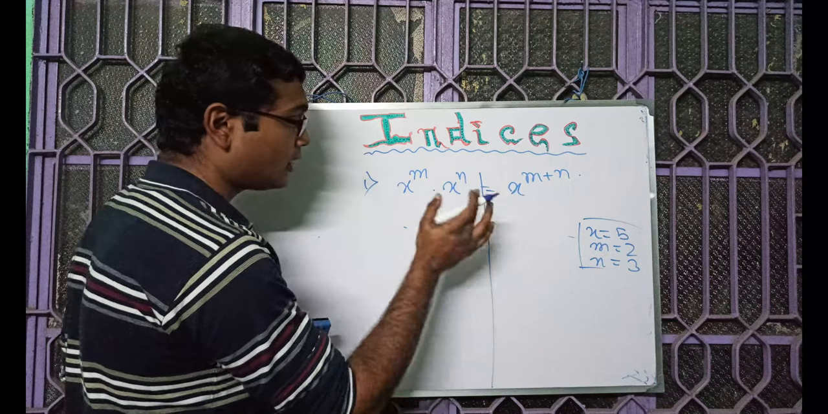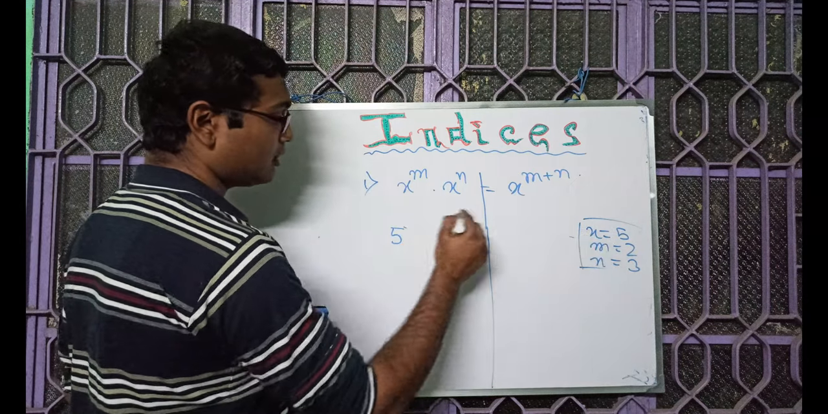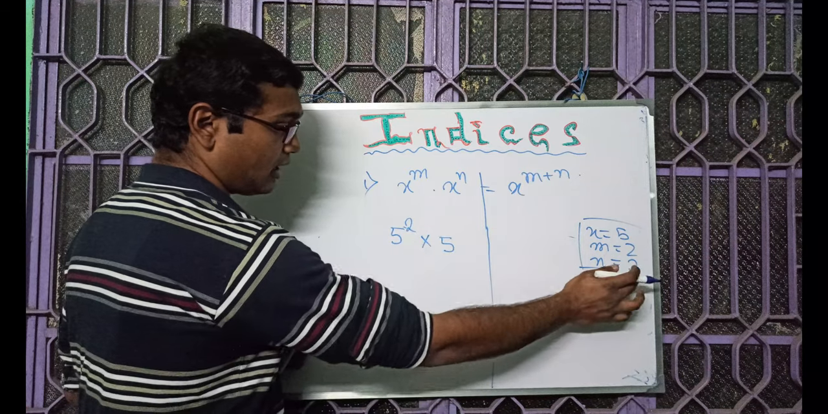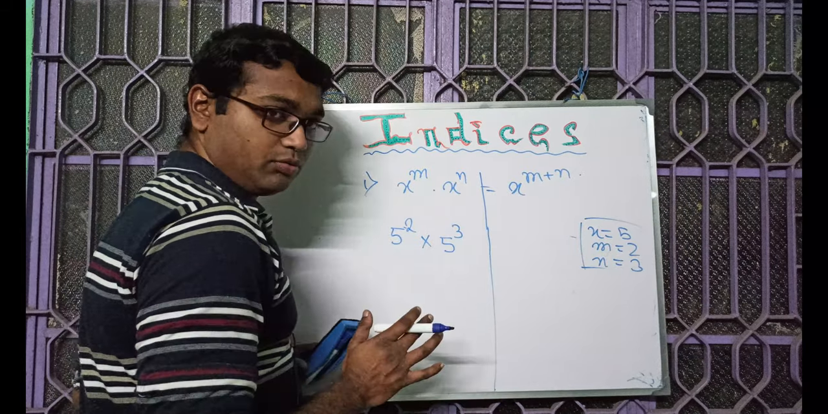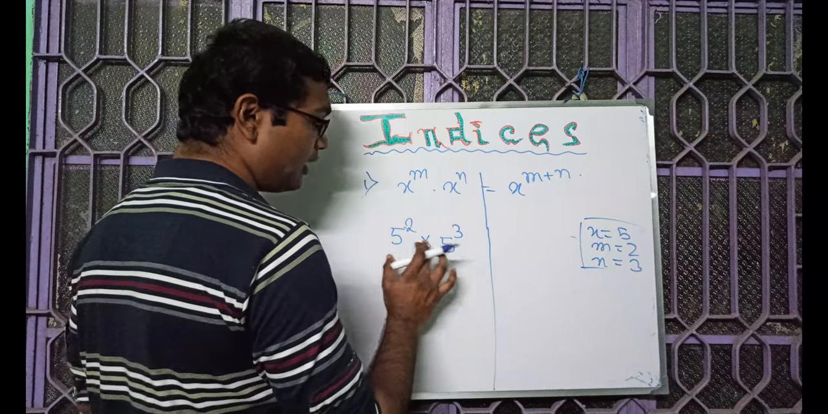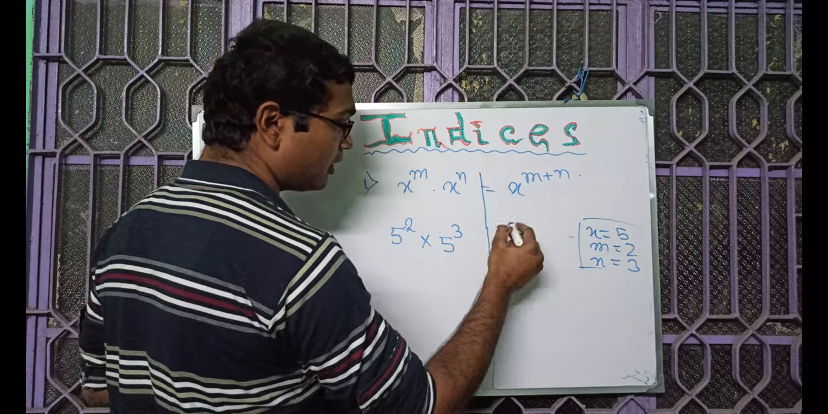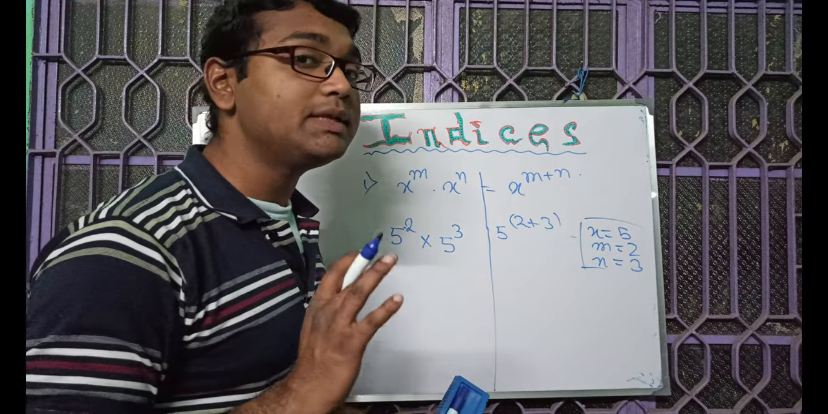Make a partition. Calculate here, x is 5, so x to the power m is 2, into x to the power n, where n is equal to 3. If this thing is true, then if we compare this with 5 to the power 2 plus 3, both of them will be the same.